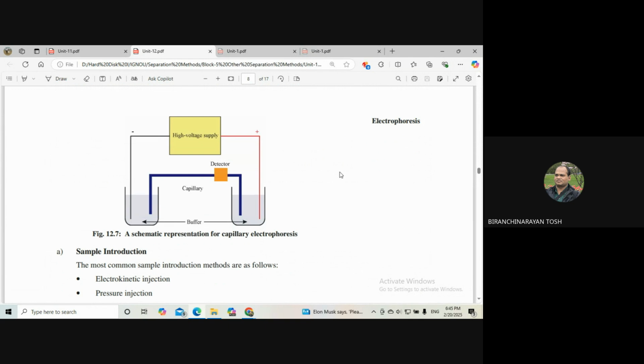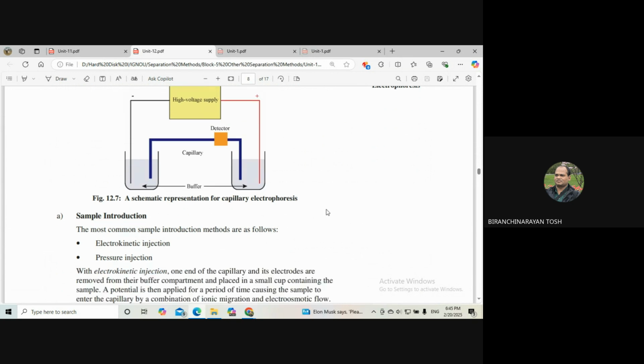So let us now study more about the sample introduction and detection in capillary electrophoresis. The most common sample introduction methods are electrokinetic injection and pressure injection.